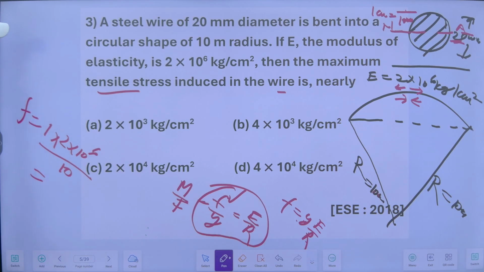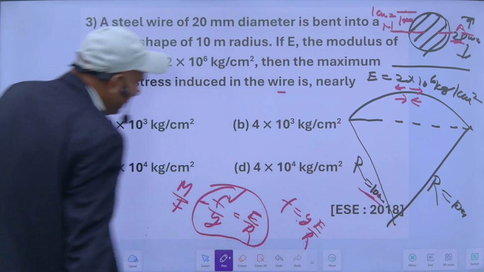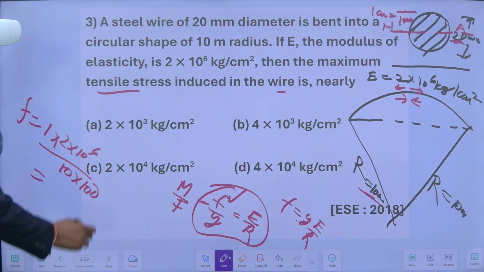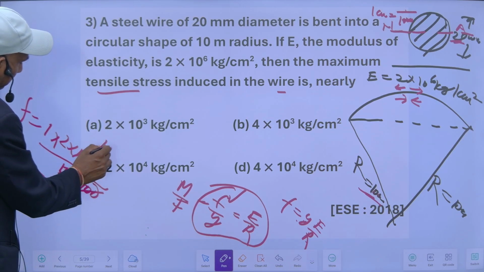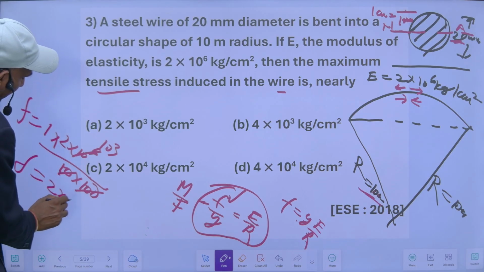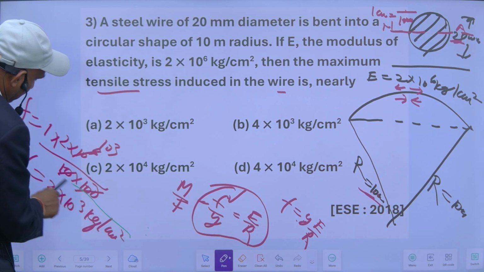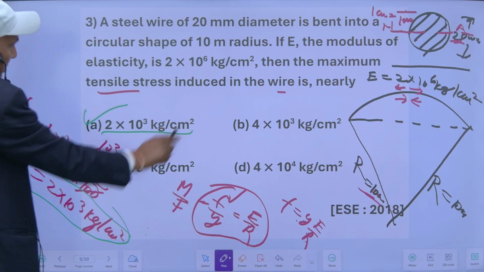Yes, this R is in 10 meter, so I have to convert it into centimeter. Centimeter means I will multiply by 100. So now F will be 2 into 10 raised to power 3 kilogram per centimeter square. This one is the right answer.